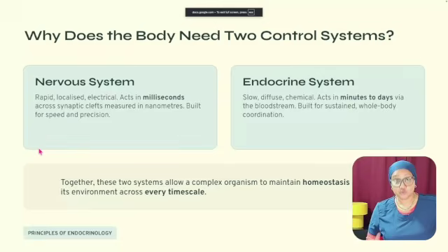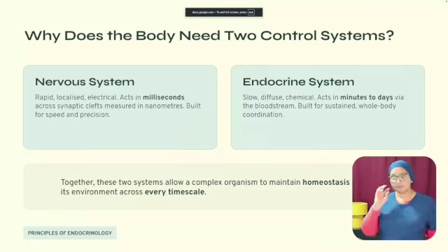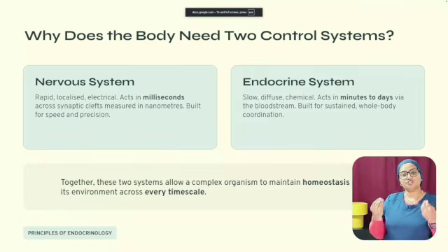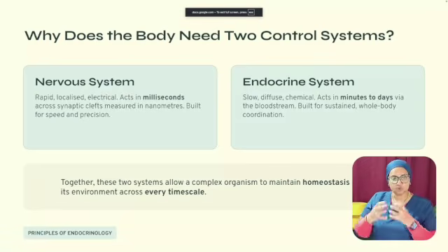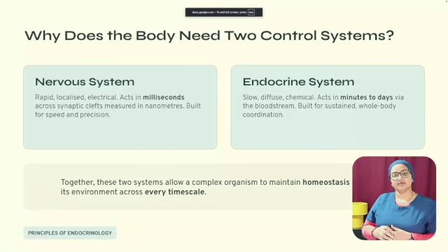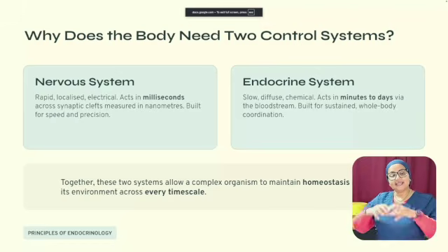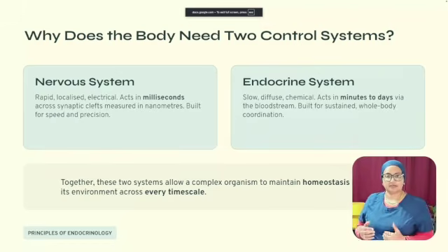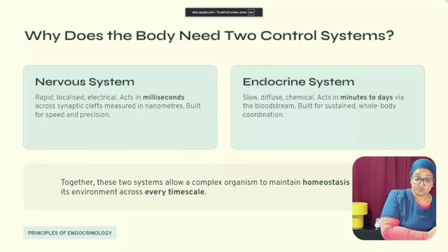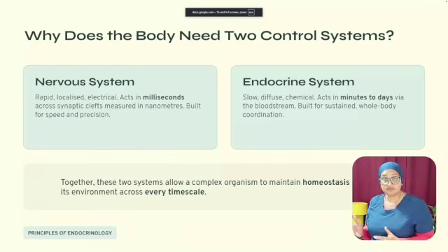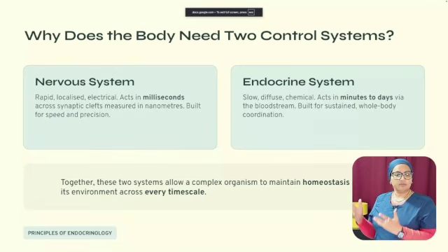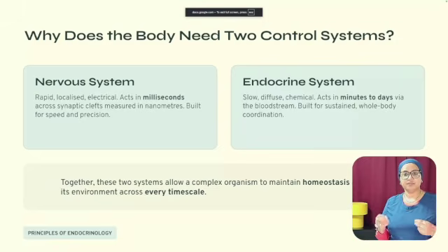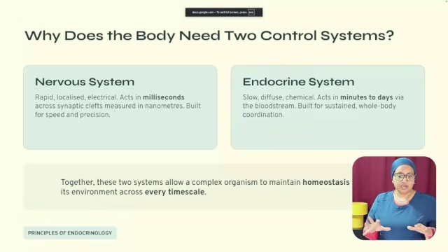Together, these two systems allow a complex organism like ourselves to maintain homeostasis. And we'll come to know what homeostasis is and other definitions. And it can respond to its environment across every time scale, from milliseconds through the reflexes of the nervous system to decades-long processes of growth and puberty governed by the endocrine system. Neither is sufficient alone, okay?